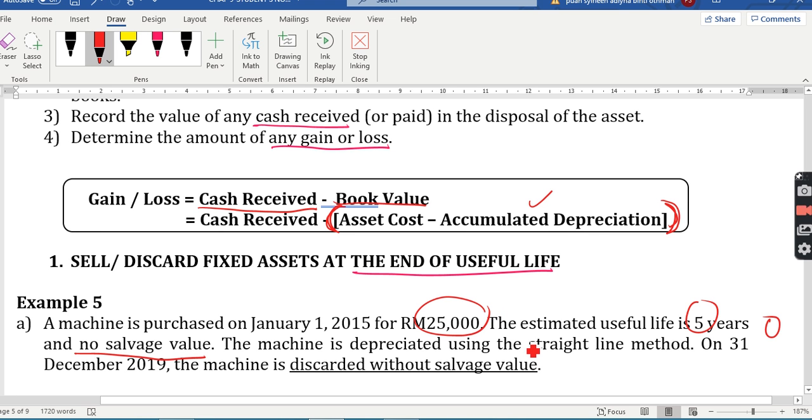If you are using the straight line method for this particular asset, let's say on the 31st of December 2019, the machine is discarded. Discarded means you throw it away. You are not selling it, you just discard it. So there is no salvage value, that means you don't get anything. As given in the question, the salvage value is 0.